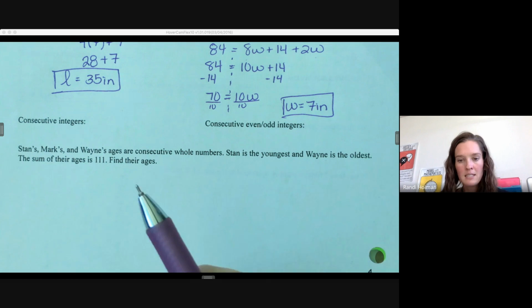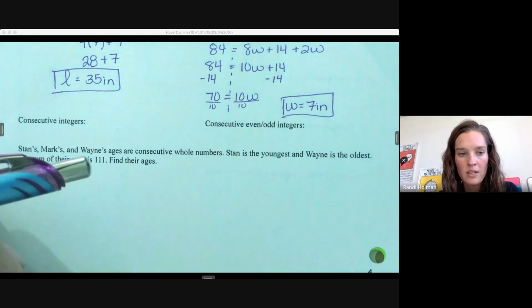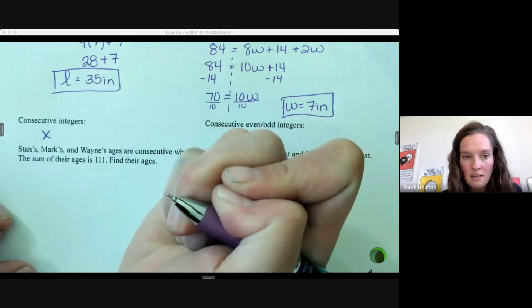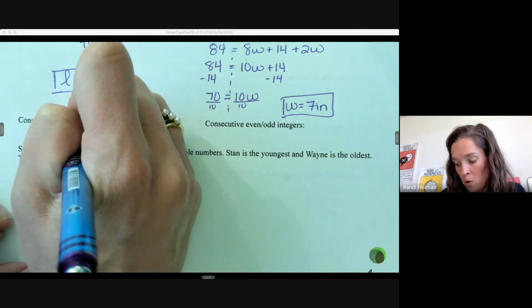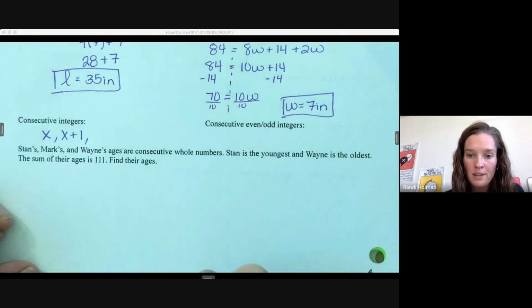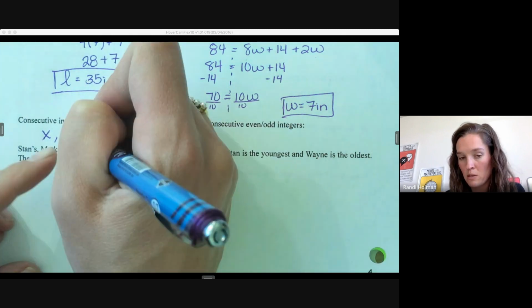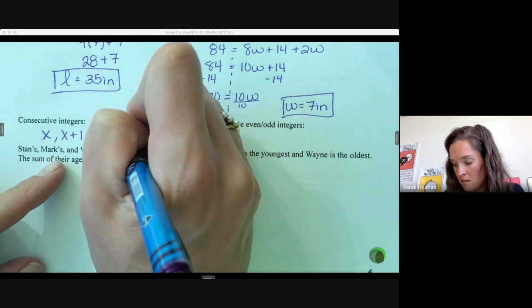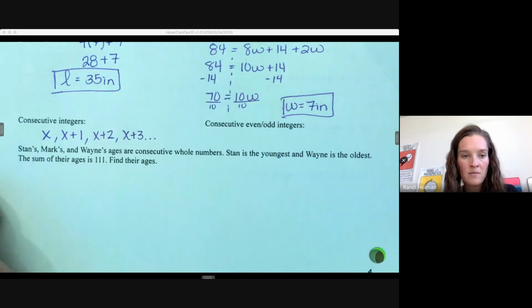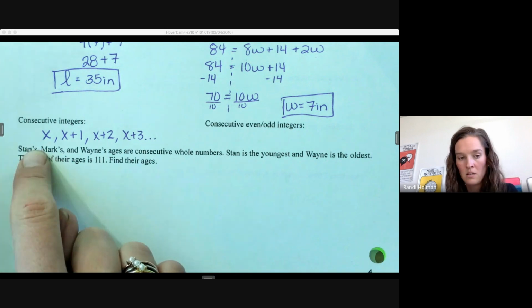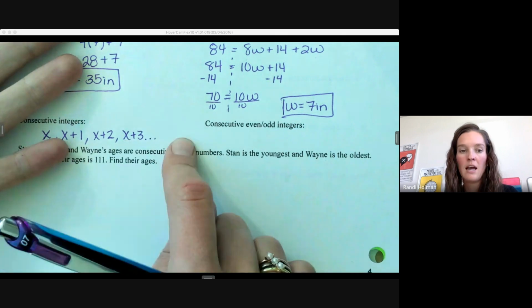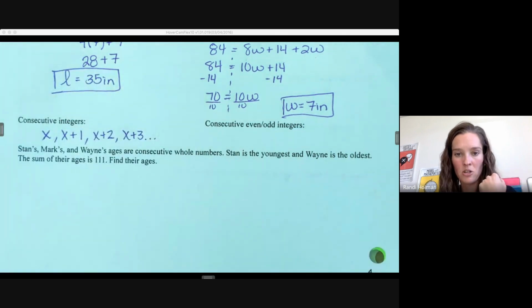Okay, so if we're looking at consecutive integers, how we get from one integer to the next is we just add 1. So if I have consecutive integers and I start with x, the next one is 1 more than x, so x plus 1. The one after that is x plus 2. The next one is 1 more than that, x plus 3, and so on. So if we had 5 consecutive integers, we'd start with x, x plus 1, x plus 2, x plus 3, and x plus 4. That would give us 5 consecutive integers.